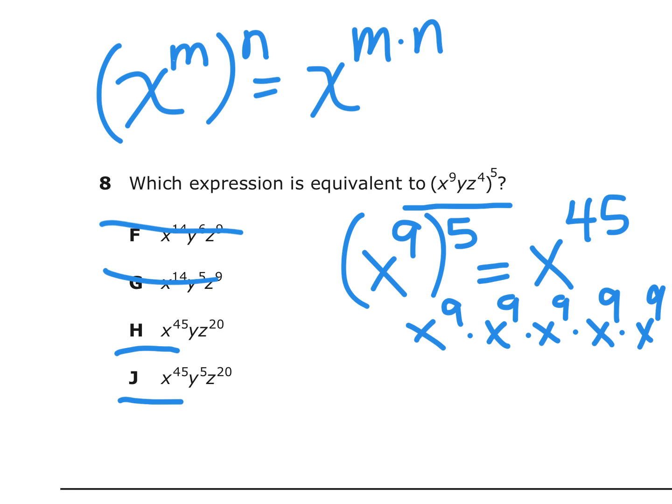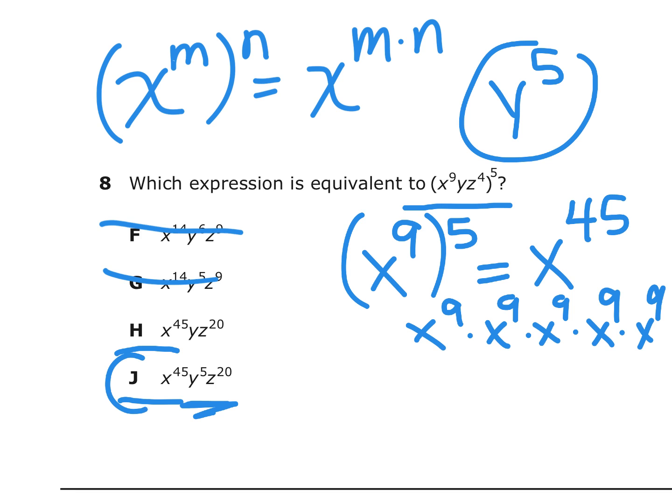So the next thing that we have is y to the 1st power. It doesn't show a 1, but it's y to the 1st, raised to the 5th power. So that would be y to the 5th power. So it looks to me like it would be J, and z to the 20th, since 4 times 5 is 20. So the question is, is it y to the 1st or y to the 5th? Well, in here you have y to the 1st, but it's raised to the 5th, so it has to be y to the 5th power. So therefore, for number 8, the answer should be J.